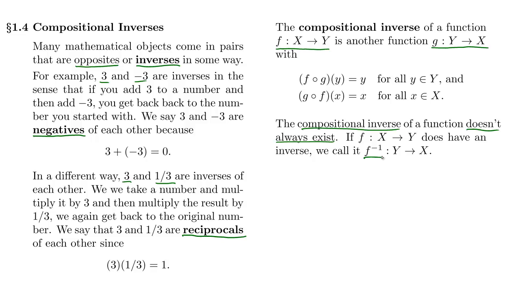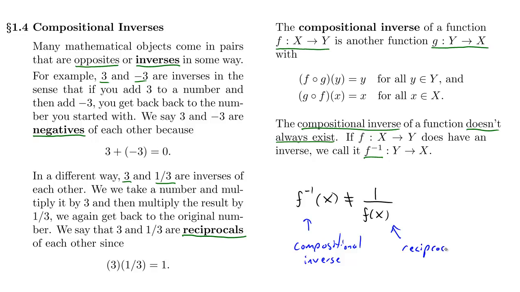Although this notation looks like an exponent, it's not. The notation f to the -1, the notation f inverse, tells you how it composes with f. You should not confuse f to the -1 with 1 over f. The first is the compositional inverse of f, while the second is the reciprocal of f.